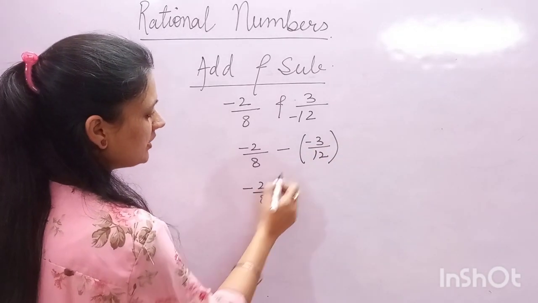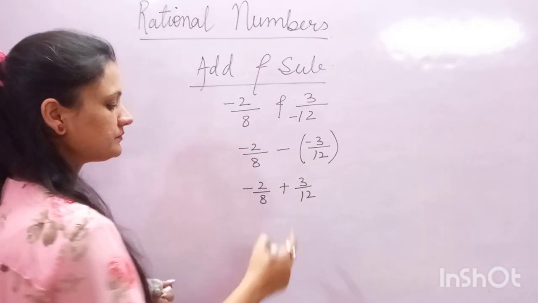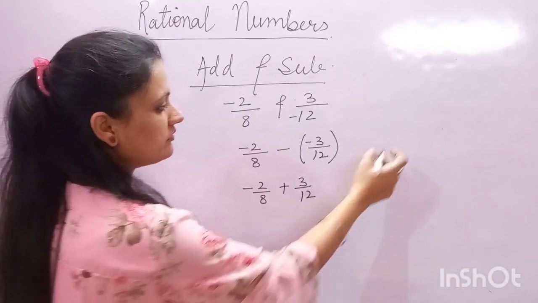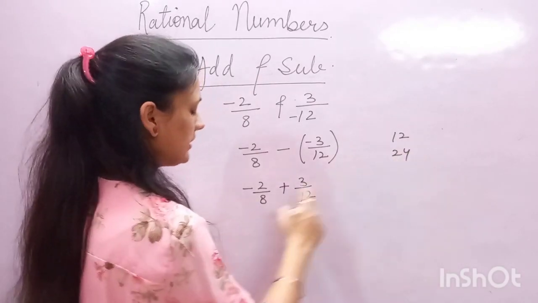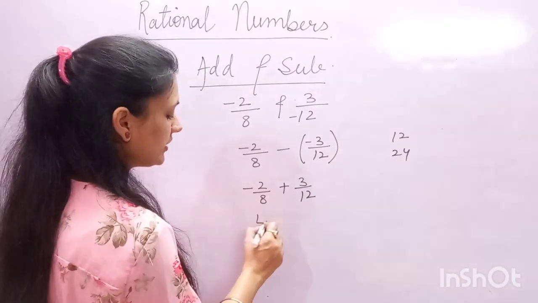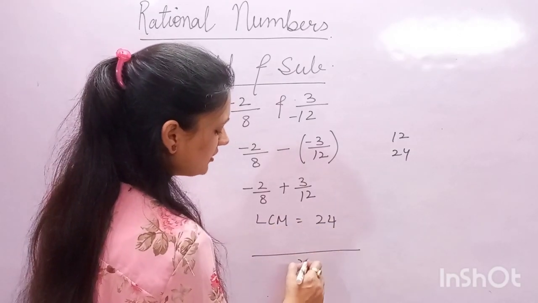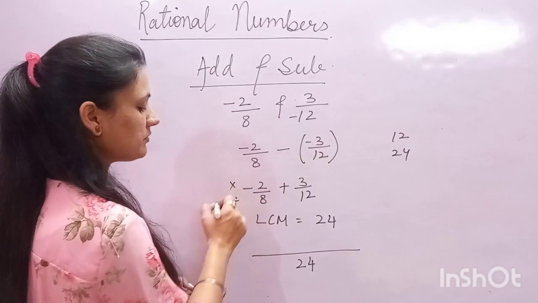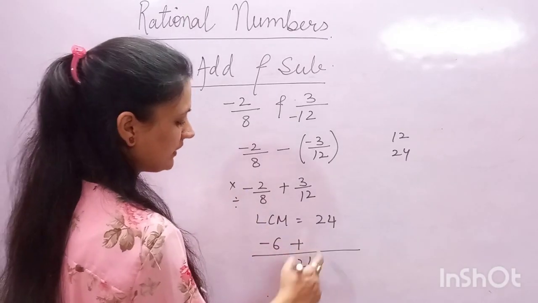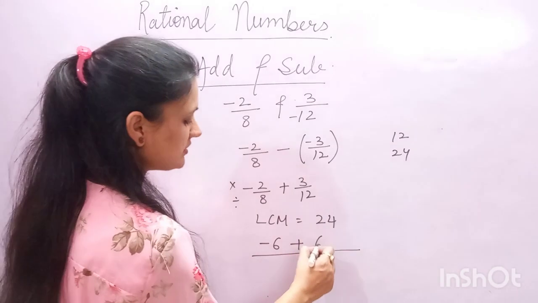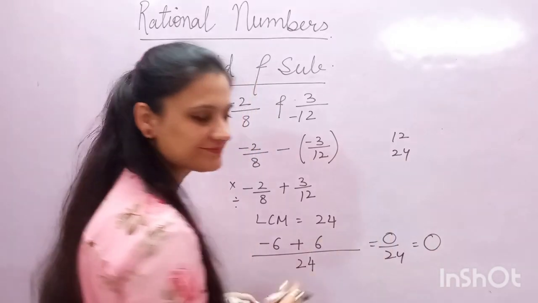Minus 2 by 8, minus minus is plus, 3 by 12. Then again taking the LCM. The greater number is 12. 12 ones are 12, which does not come in the table of 8. 12 twos are 24, and yes, it comes in the table of 8 and 12. So what will be the LCM? That is 24. Then in a similar way, 24 here, again here division, here multiplication. 24 divided by 8 is 3. 3 twos are 6. 24 divided by 12 is 2. 2 threes are 6. Plus minus minus. So 0 by 24 means 0.